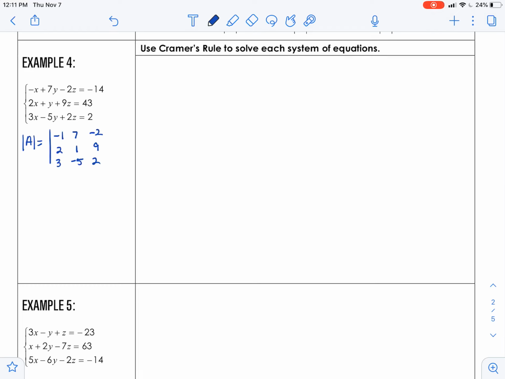Okay, now remember, the first step is to rewrite your first two columns. Okay, so now we do the product of our downs. So let's get that. So I have -1 times 1 times 2 plus 7 times 9 times 3 plus -2 times 2 times -5. Okay, so that's going to give me a -2.